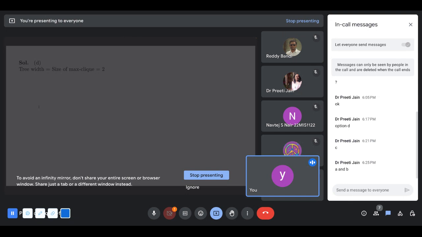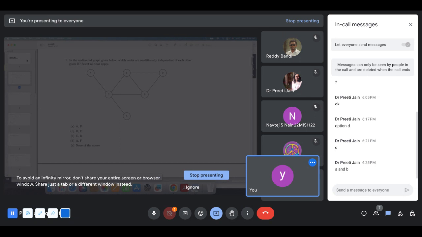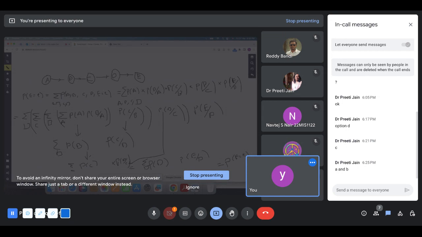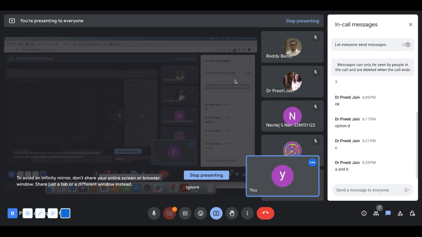I think we have reached the end. Today's main takeaway would be understanding the independence and dependence in the undirected graphical models. I hope it's clear how to identify them. If you have any questions, please ask, and I'll try to explain.